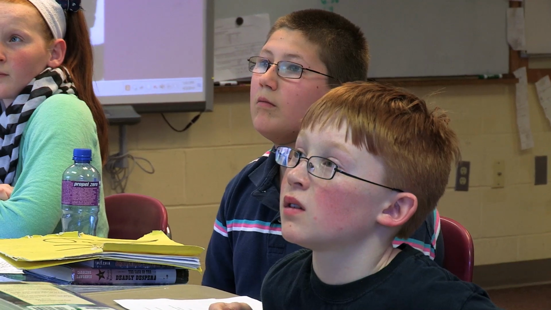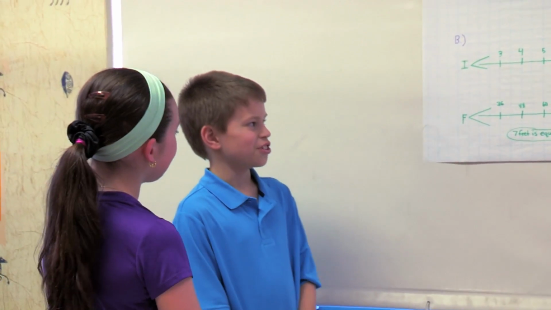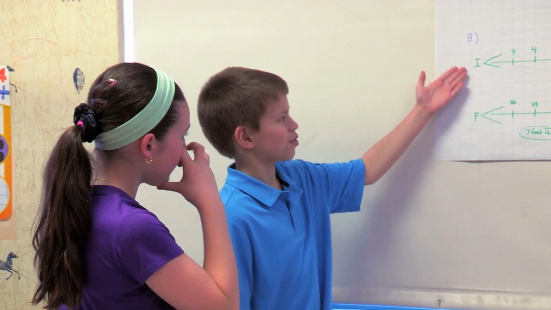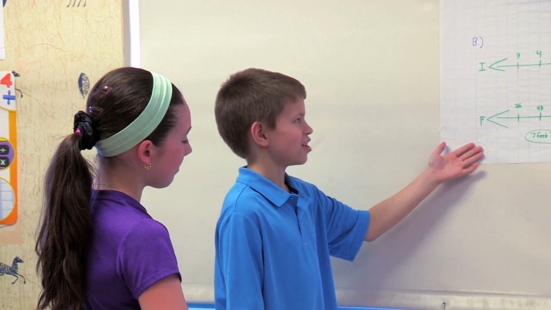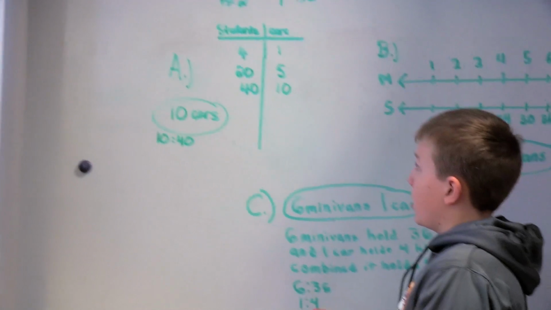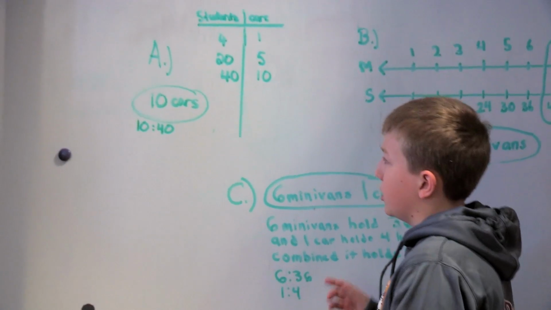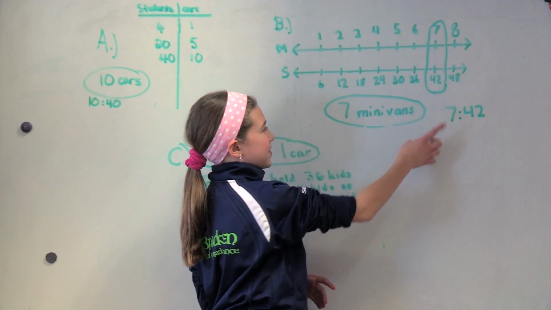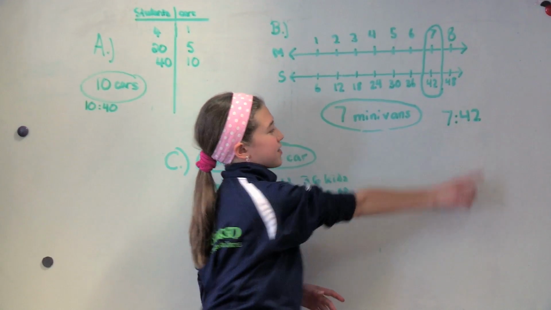For part B, our group used a double number line to show our work, and we labeled them with I for inches and F for feet. So it's 7 feet is equal to 84 inches. We did question 2, and it is called the Green Team Field Trip. So for this problem, we used a table. One car can hold 4 students, so the ratio of that is 1 to 4. And if you have 7 minivans that can hold 42 students, and the ratio to that is 7 to 42.